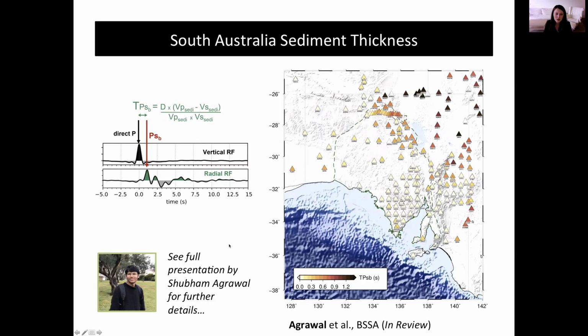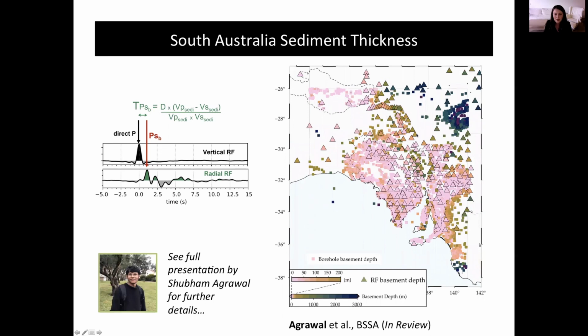Shubham has also been doing some really fantastic work using receiver functions to determine the sedimentary thickness or the basement depth beneath and across South Australia. So this is using the time delay between the first arrival on the vertical receiver function compared to that on the radial receiver function, with the time delay pattern shown here on the right. This is work that's currently in review at BSSA, and Shubham has recorded a full presentation, so do check that out too. He was able to calibrate this time delay with the known basement depth from borehole measurements to create this map showing the basement depth across South Australia.